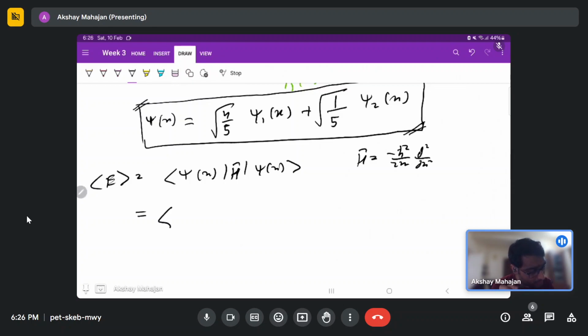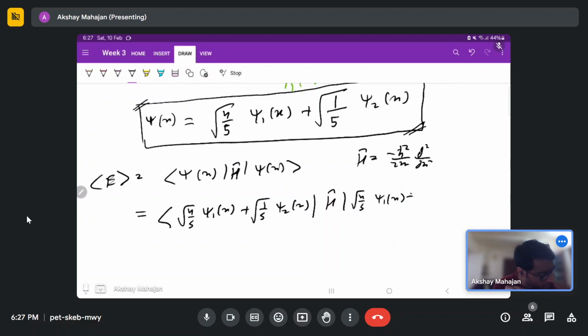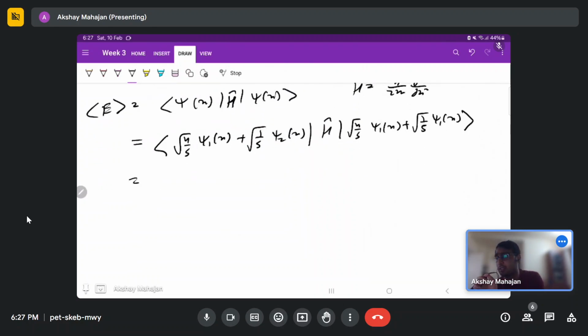Now psi of x, I can write it as root 4 by 5 psi 1 of x plus root 1 by 5 psi 2 of x. So I'm using the Dirac notation. If you are not familiar with Dirac notation, I would recommend Introduction to Quantum Mechanics by David J. Griffiths. In today's session we will also solve some small problems on the Dirac notation, so you will get more familiar with it. I would recommend going through that, because it makes things much simpler.